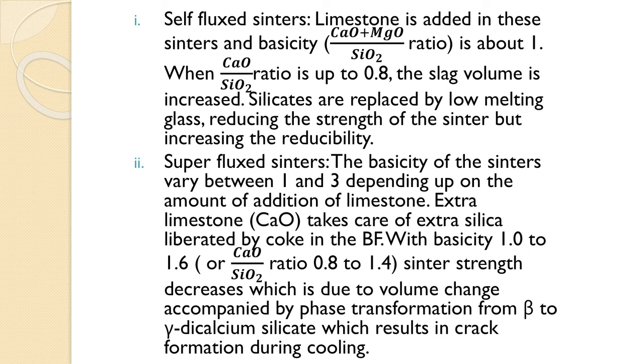With basicity 1 to 1.6, or CaO/SiO2 ratio 0.8 to 1.4, sinter strength actually decreases, due to the volume change accompanied by phase transformation from beta to gamma dicalcium silicate, which results in crack formation during cooling. This sort of basicity is not desired, because the formation of gamma dicalcium silicate reduces the strength of the sinter.